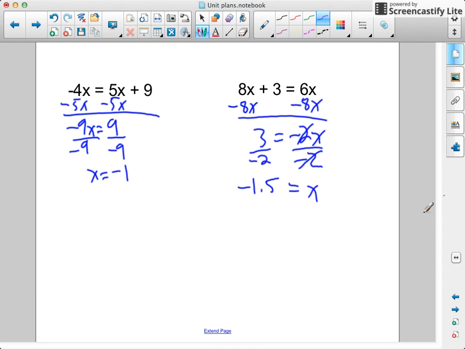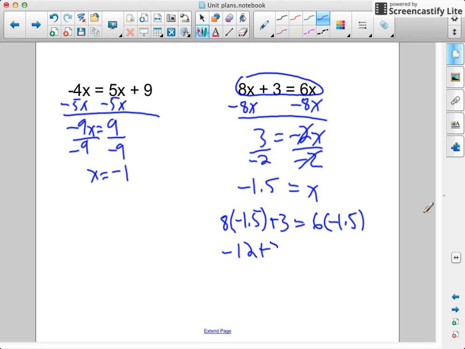Now to check these answers, you can substitute your answer into the equation and see if it works out. Okay, so 8 times negative 1.5 plus 3 has to equal 6 times negative 1.5. Well, this would give me negative 12 plus 3, which is negative 9. And this side would equal negative 9. So I know I'm correct because the left side equals the right side.